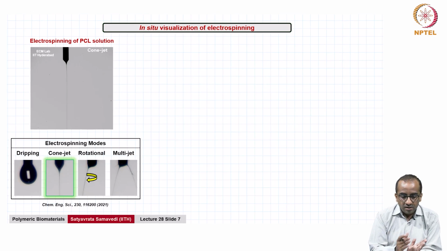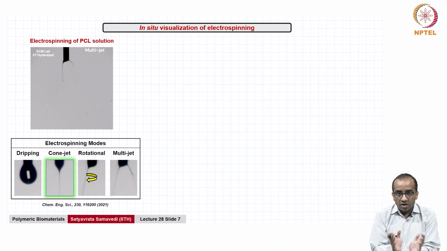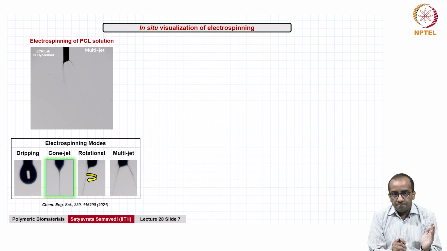So what you have so far is a stable cone jet, and the voltage is still being increased, and as the voltage continues to increase, you now see something called a rotational mode, where the entire cone and jet starts to rotate, right. That's what you see here. And with further increase in voltage, the single jet will be unable to sustain the electrostatic repulsion, at which point the jet is going to split up, and you see multiple jets that emerge from the cone or the drop, right.